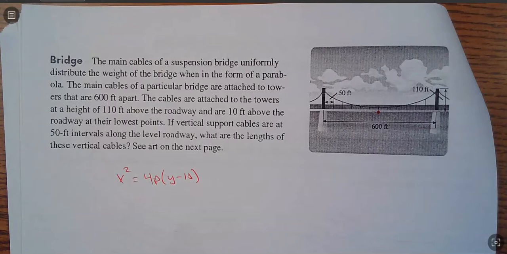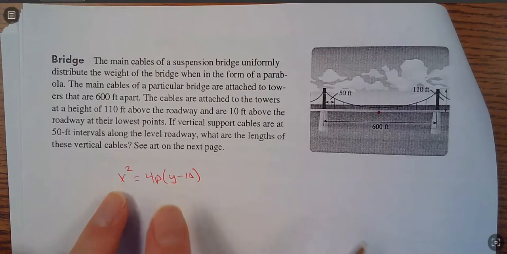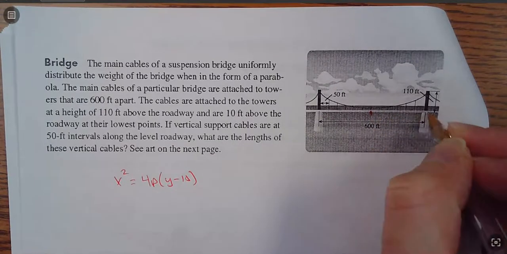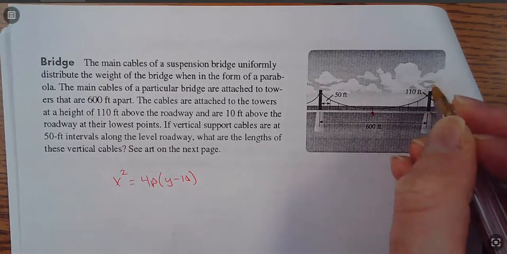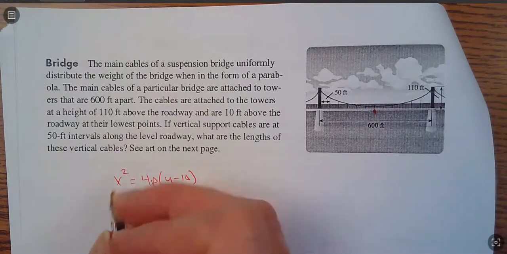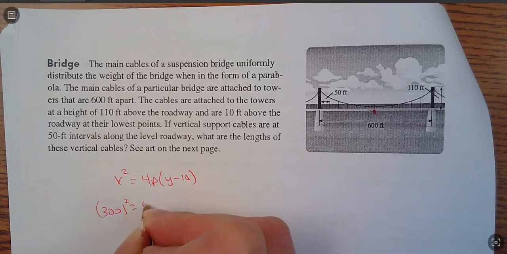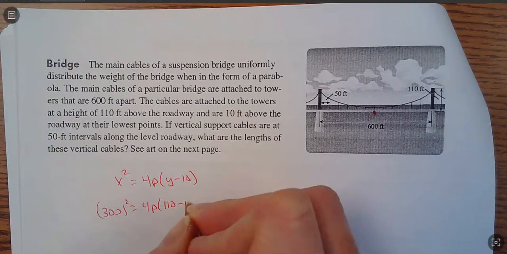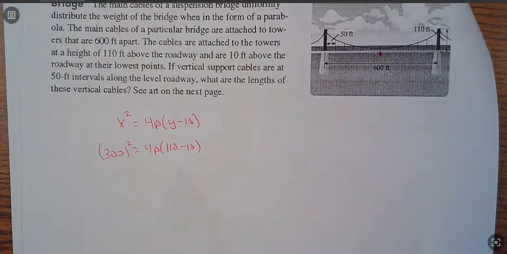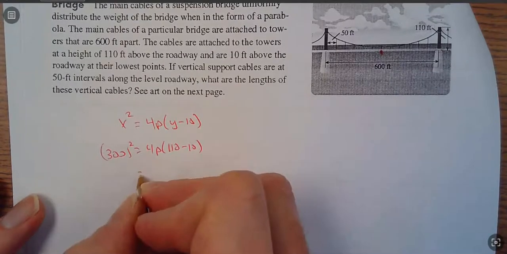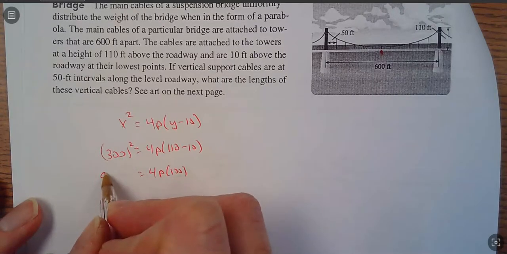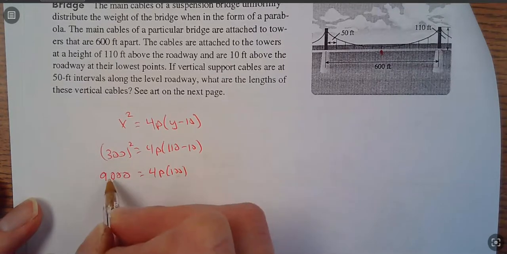Okay, now I want to find out what my p is. I just need to find a single xy coordinate that I can put in here. Well, from this vertex reference point, I could go right 300 and up 110. So it'd be 300 for x, and then up 110, that's one of my points. Put that in for y. Now let's solve for p. So this would be 100. So I got 4p times 100, and then this would be 90,000, right?